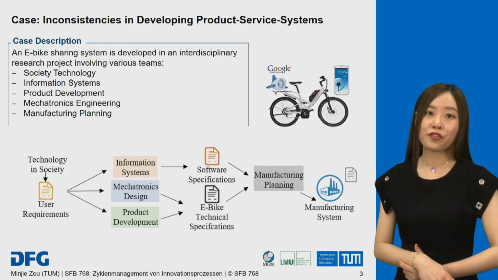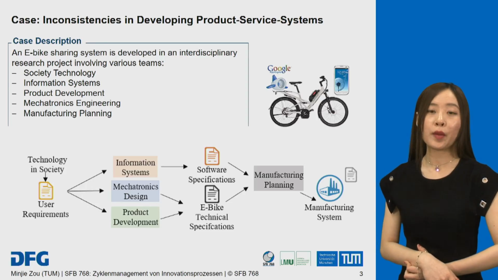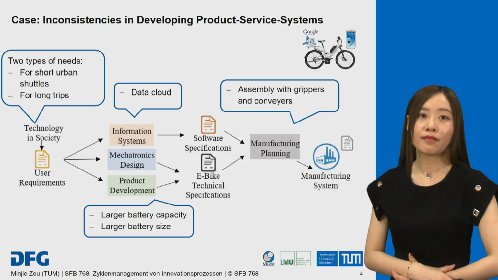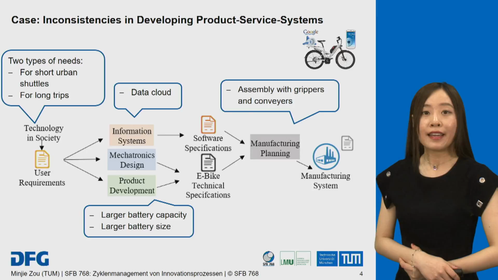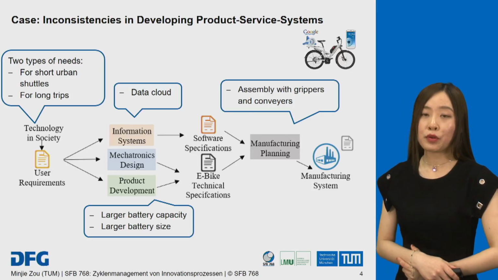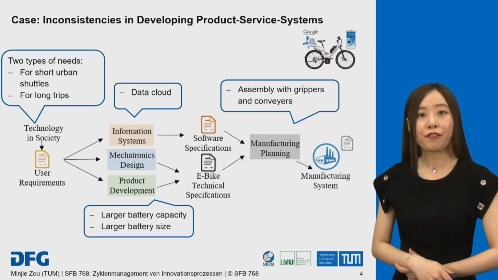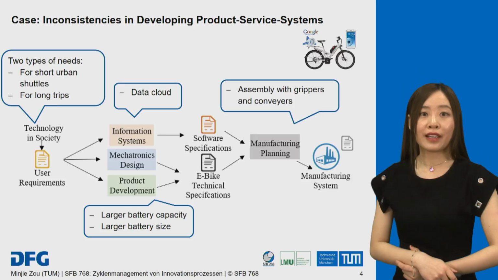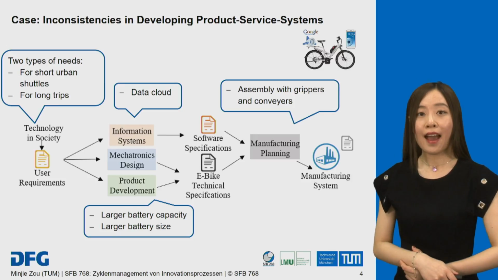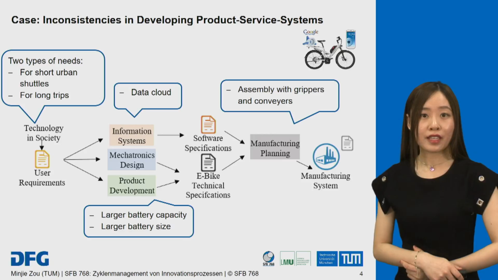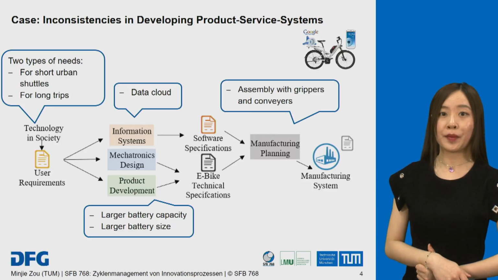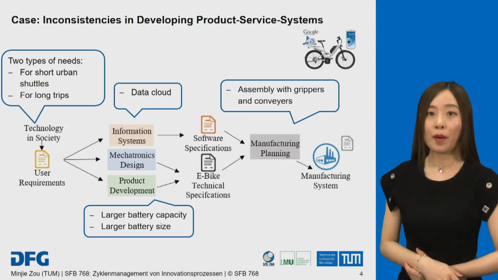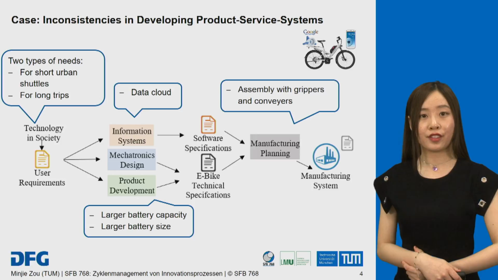The group of manufacturing planning models how the whole e-bike system can be manufactured in a real industrial setting. In one research scenario, it is found out that there are two types of e-bike users. The first type rides e-bikes for short urban shuttles, while another group ride e-bikes for very long trips. However, the current e-bike batteries cannot support such long trips completely. Therefore, from a business perspective, it is decided to provide one more type of e-bikes for longer ranges.